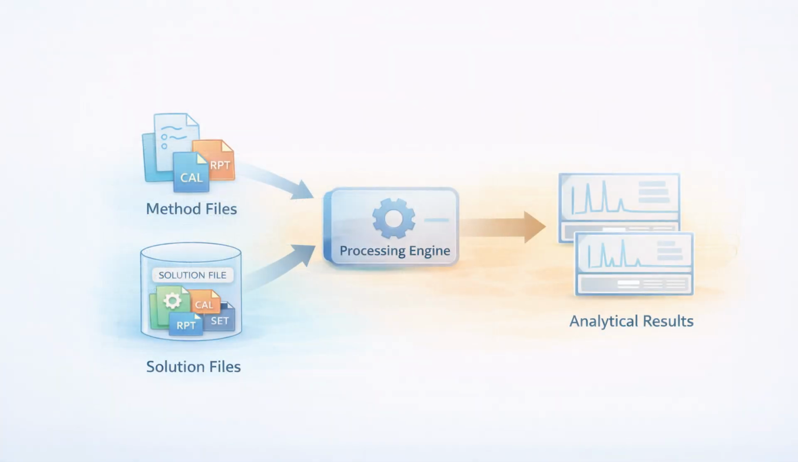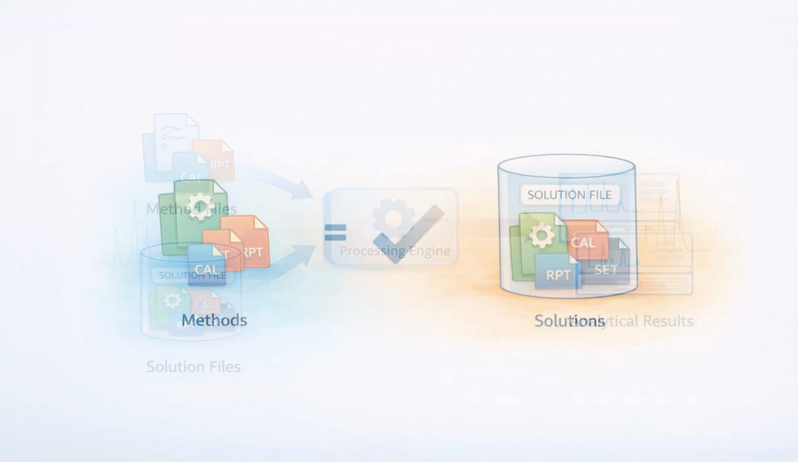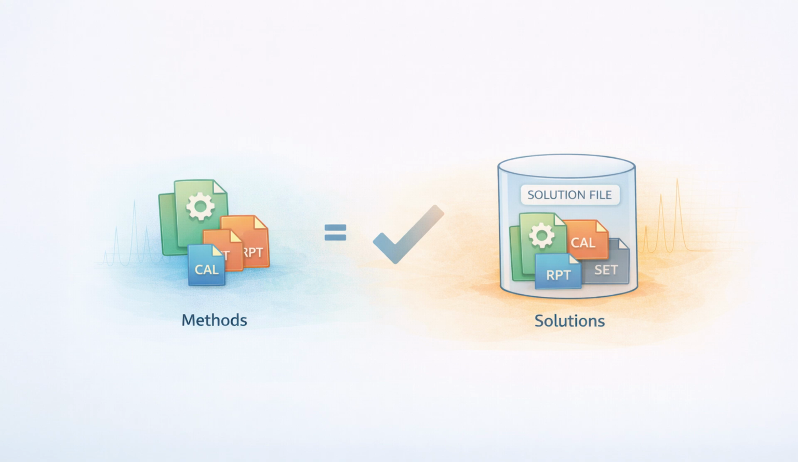Functionally, both approaches use the same processing engine. Both can be used for live acquisition. Both can be used for batch reprocessing. Both produce the same analytical results. The difference is not analytical capability. The difference is configuration architecture. You can think of it this way. Just as raw and BND files represent different ways of storing data, method files and solution files represent different ways of storing configuration.